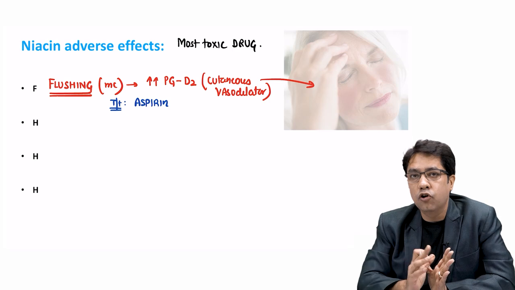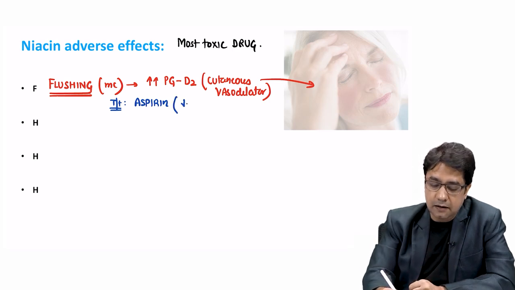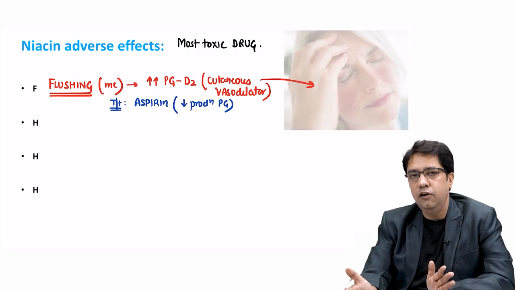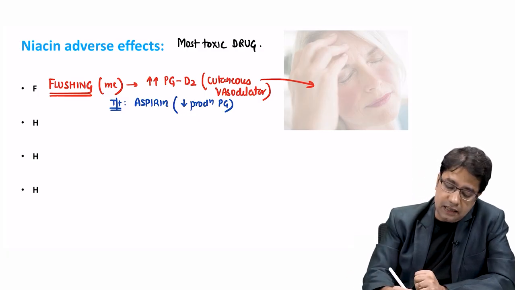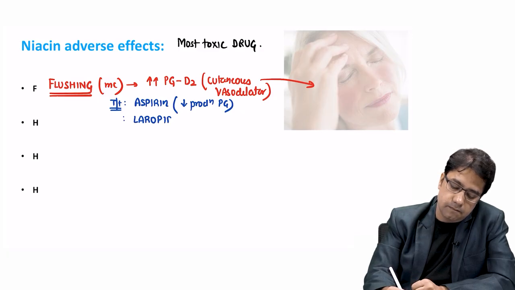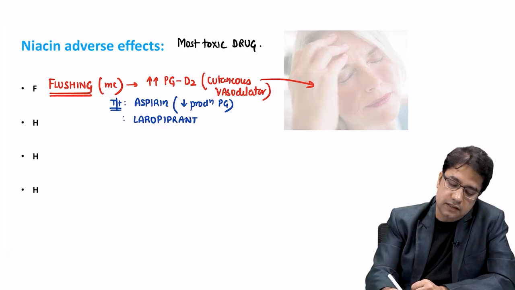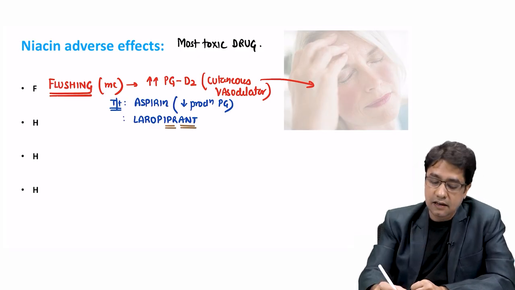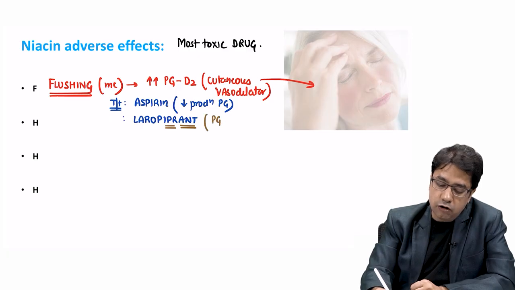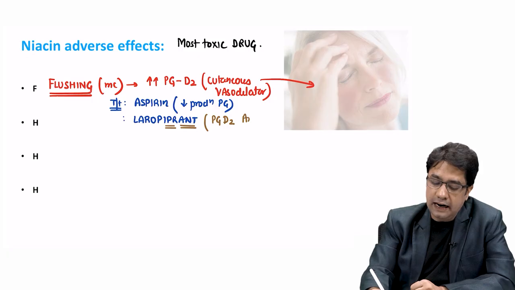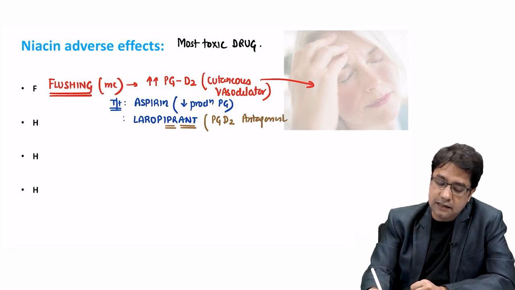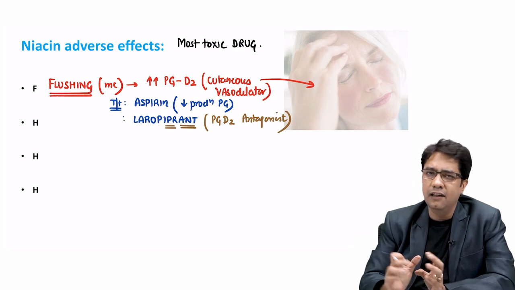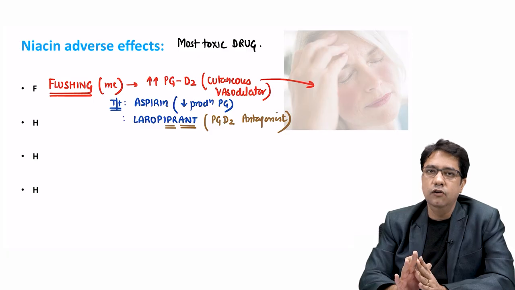Aspirin, by inhibiting COX enzyme, decreases the production of prostaglandins. So for niacin-induced flushing, give aspirin. But there is a new drug which we have made, laropiprant. See the name: PR means prostaglandin, ANT means antagonist. Antagonist means blocker. Laropiprant is a PGD2 antagonist. It blocks the receptor of prostaglandin D2, a new drug for treating niacin-induced flushing.